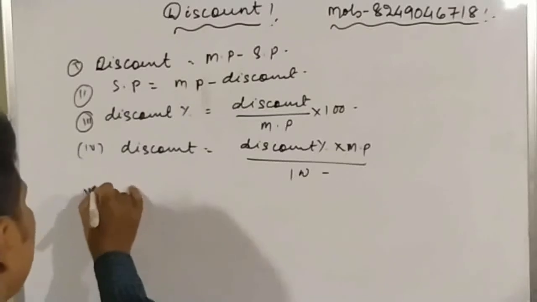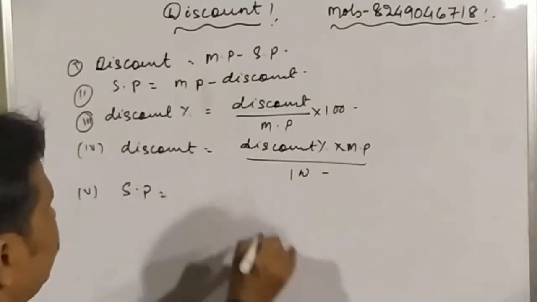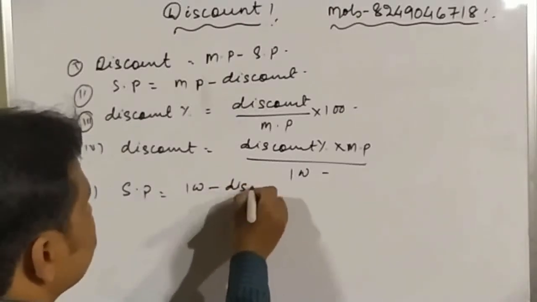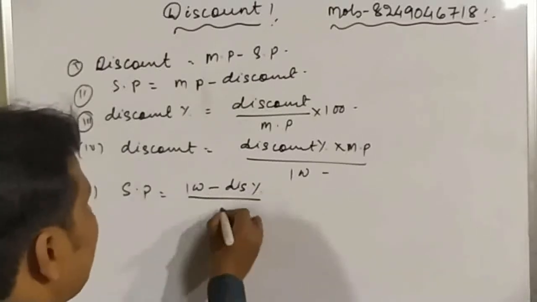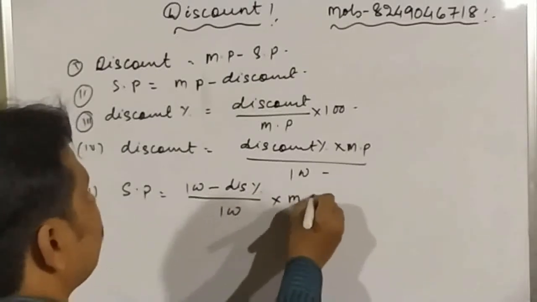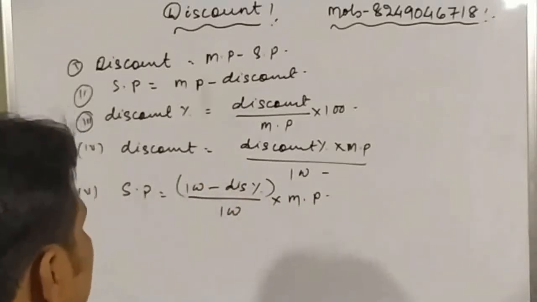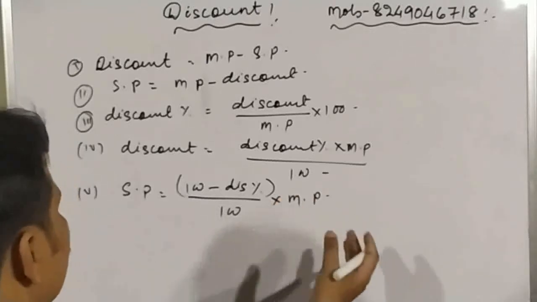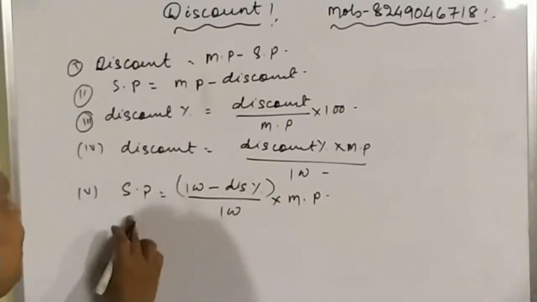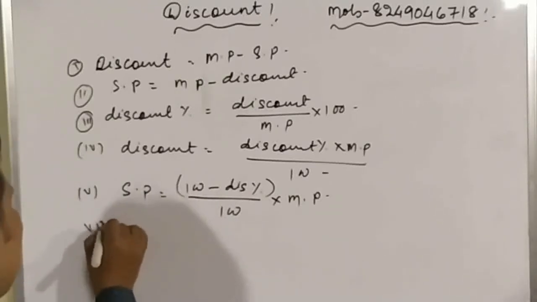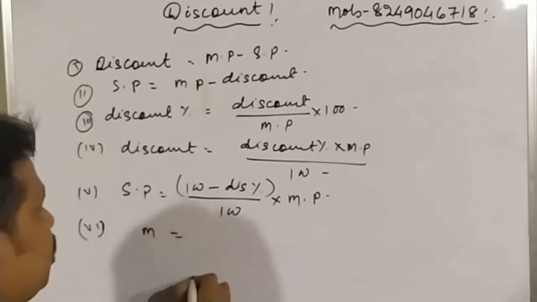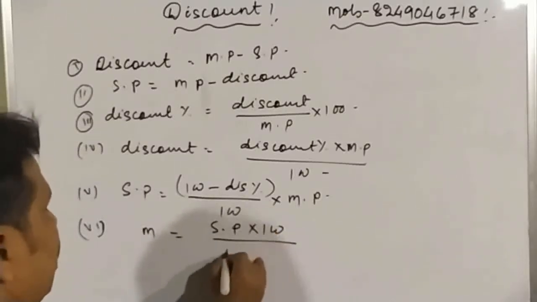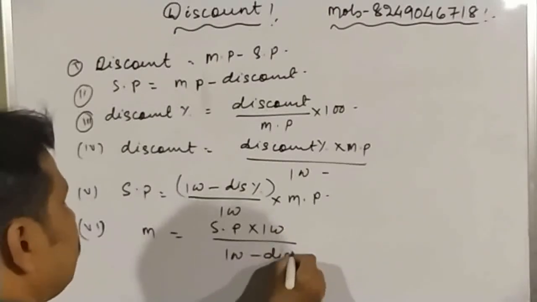So formula number 5, selling price is equal to how much? 100 minus discount percentage divided by 100 into mark price. In this way we can also find out the mark price from the selling price and discount percentage, that is formula number 6. So mark price is equal to how much? Selling price into 100 by 100 minus discount percentage.